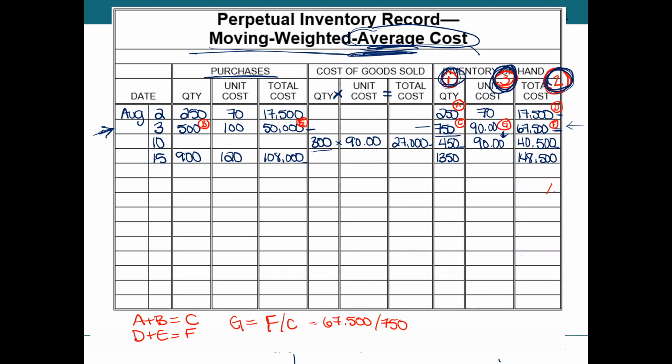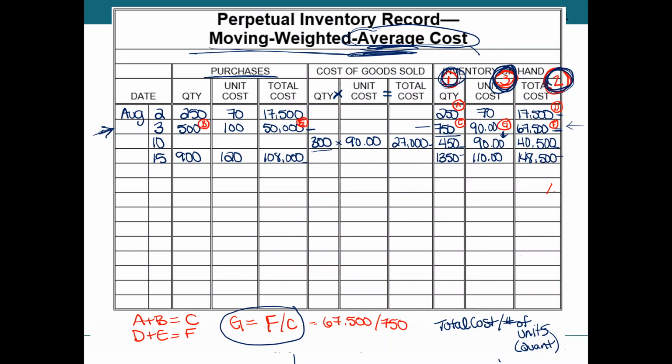And then step 3, as we see down here, we take the total cost and we divide by the number of units, or the quantity. So we take 148,500, divide by 1350, and we get our new updated unit cost of $110. So we have to calculate that new average cost with every purchase.